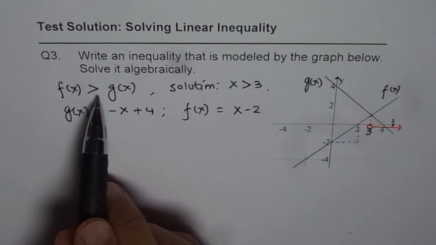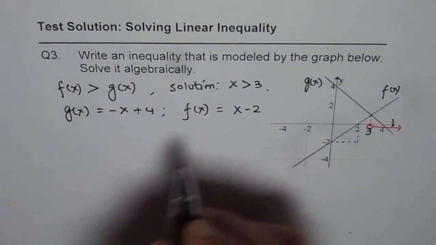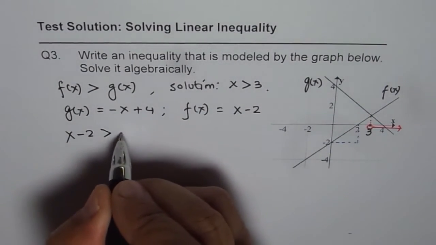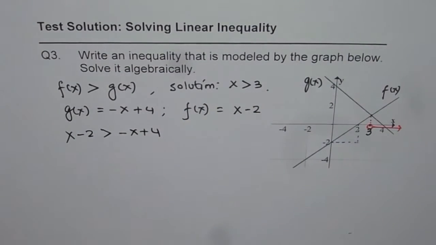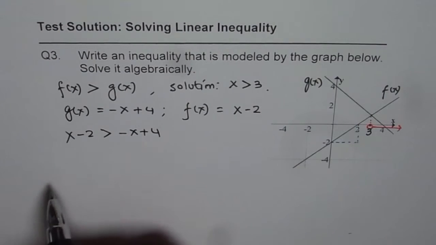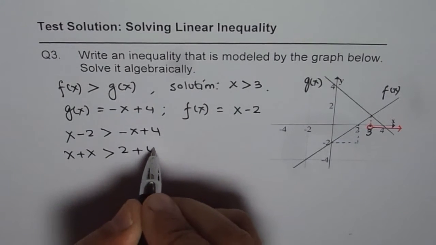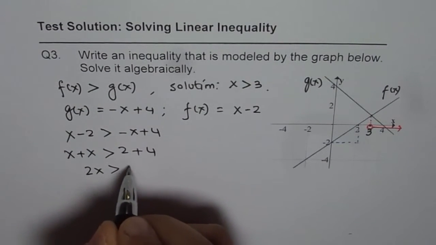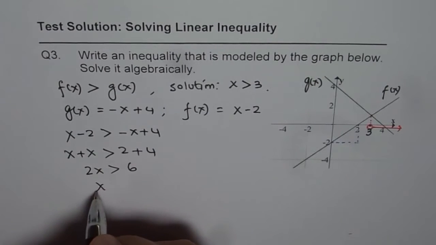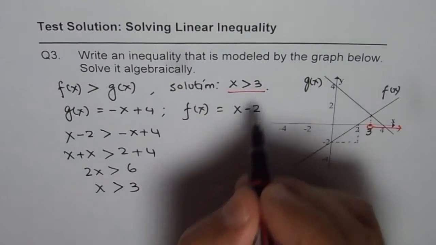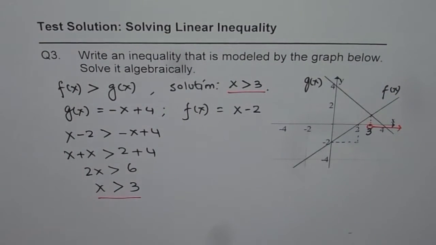Now when I say f of x is greater than g of x, we are trying to solve the inequality f of x, which is x minus 2, greater than g of x, which is minus x plus 4. That is what we are trying to solve. So let's bring the variables together. So we get x plus x is greater than 2 plus 4, correct? Which is 2x is greater than 6, and we can divide by 2 and say x is greater than 3. Perfect. That matches. Do you see that? So algebraically we can find the solution very easily after finding the equation of the two functions, right?